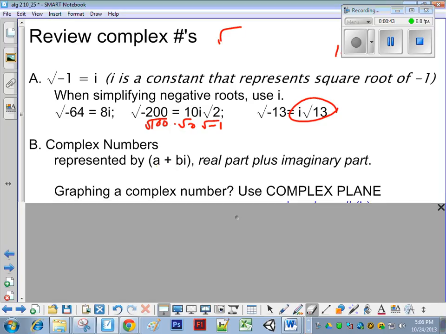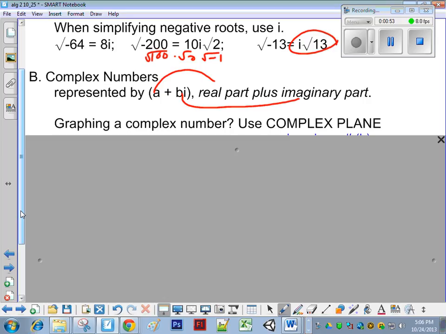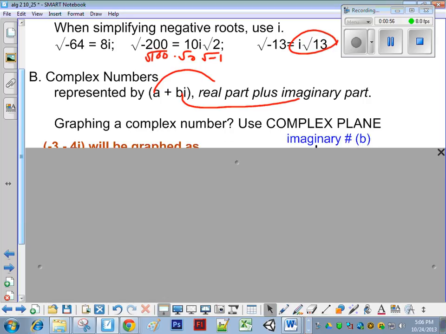Okay, now complex numbers have two parts. The first part is a, which is the real part. And then we have bi, which is the imaginary portion. Now, an interesting thing is graphing these. We're going to use what's called a complex plane.